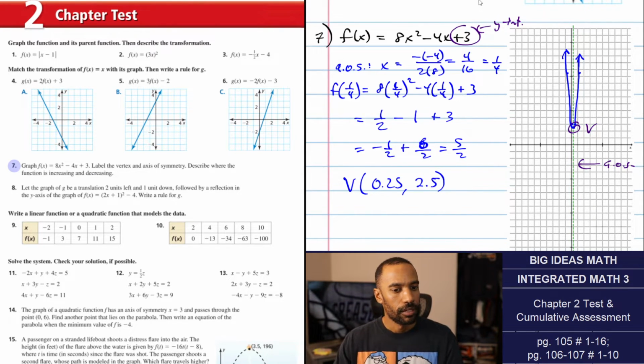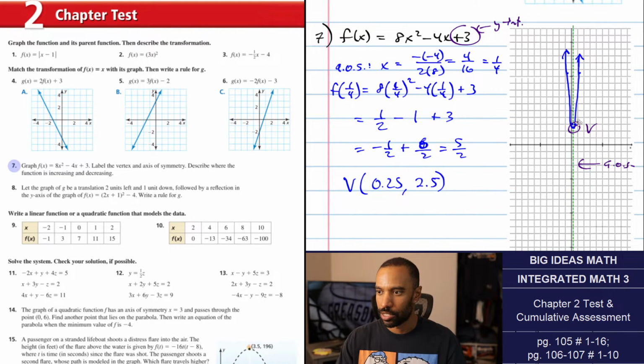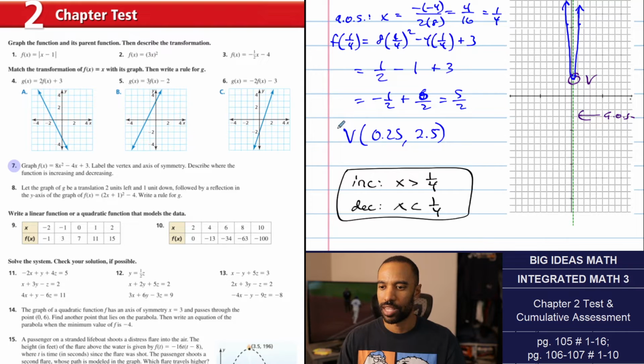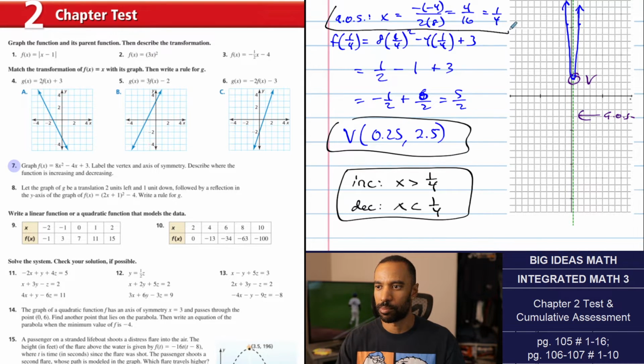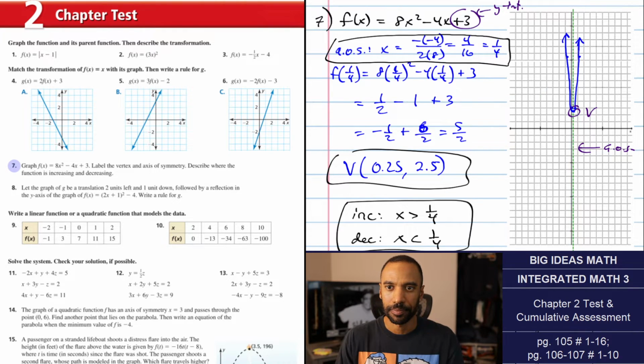Now, describe where the function is increasing and decreasing. It's decreasing, going down to the left of x equals 1/4, and it's increasing to the right of x equals 1/4. So I'll state that down below. Increasing when x is greater than 1/4, or 0.25, the axis of symmetry, and decreasing when x is less than 1/4, like so. So there's that, the axis of symmetry is there, and we're good. All right, that's number 7.